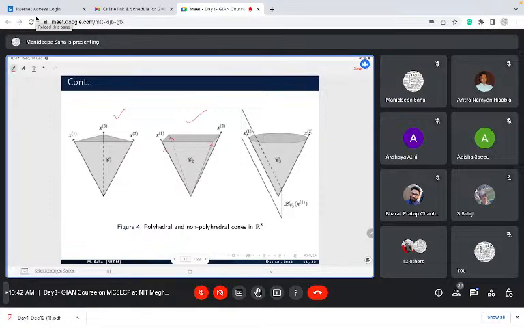Now this is the circular cone, which we are calling the Lorentz cone. In this cone, every vector on the surface will be a generator. That means this has infinitely many generators. Therefore, this is not a polyhedral cone.